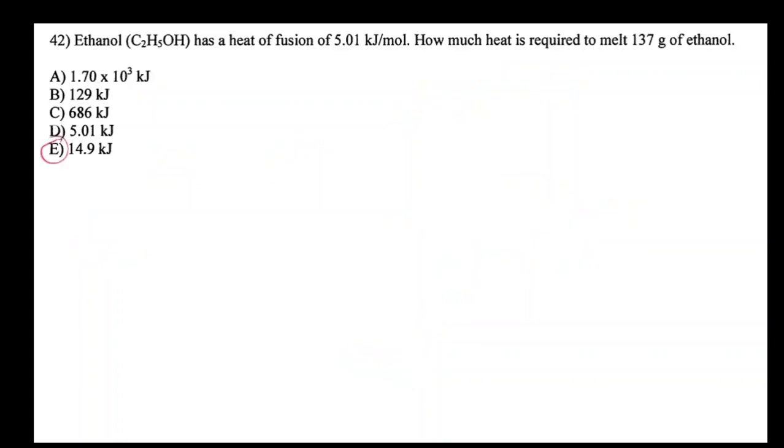Okay, number 42. Ethanol has a heat of fusion of 5.01 kilojoules per mole. How much heat is required to melt 137 grams of ethanol? So a little roadmap for this wouldn't hurt. We're starting off with a mass of ethanol.